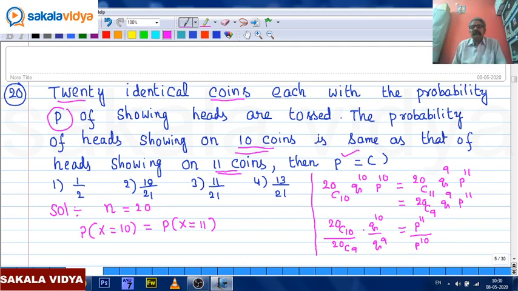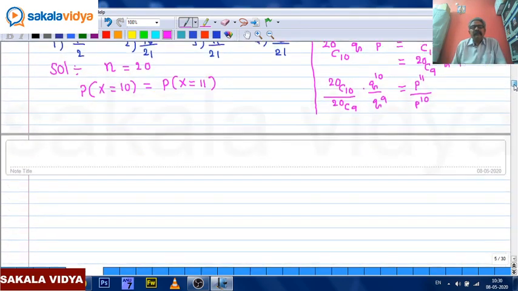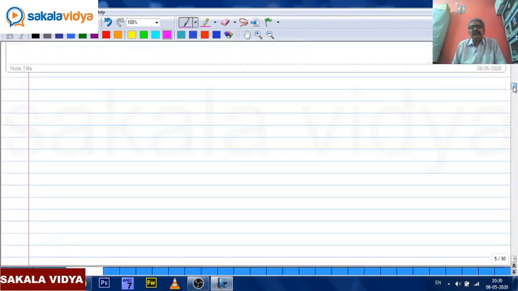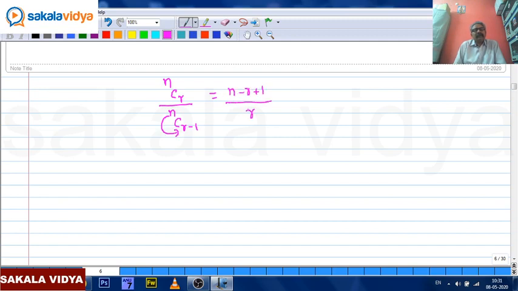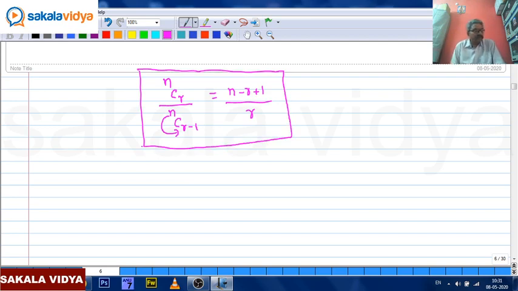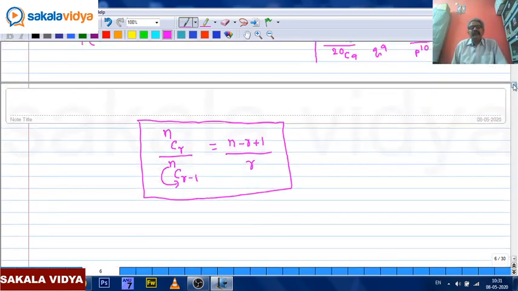Now let me go to the next page. On the next page I will explain one beautiful shortcut from the binomial theorem. What is the shortcut? NCR by NCR minus 1. It may be useful for permutations and combinations also. Here r is less than n, then we can write (n minus r plus 1) by r. This is one of the important shortcuts to be remembered. It will be useful for the binomial theorem also. Okay, right. Now let us come to this problem.